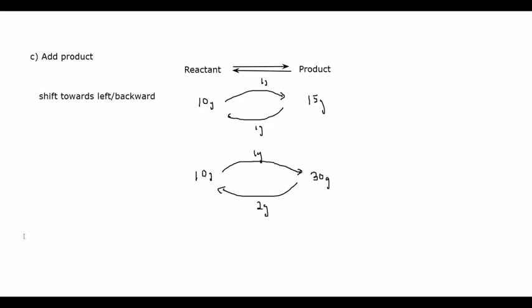And the last one, if we remove product, where will the equilibrium shift? I'm taking the same reaction. Someone may ask, sir, how can you add a product? The reaction mixture is there, for example, nitrogen and hydrogen react and form ammonia. Ammonia is a product. So from any other source, if we add ammonia to the reaction mixture, the equilibrium will shift towards the left-hand side.